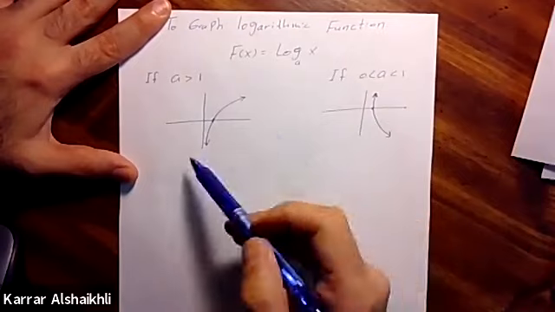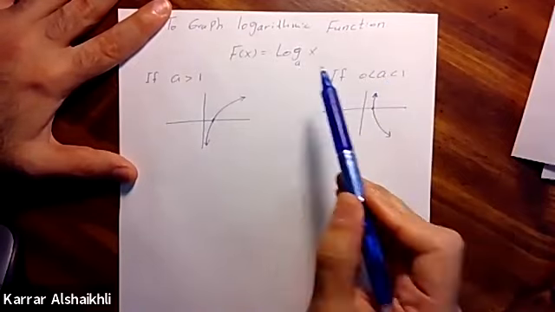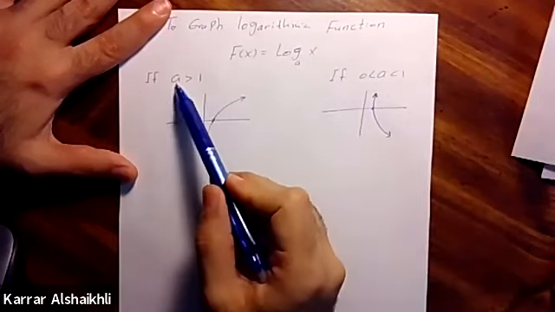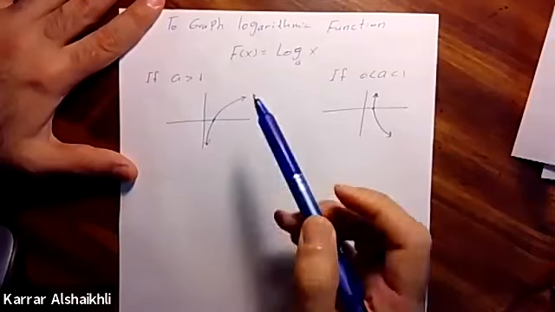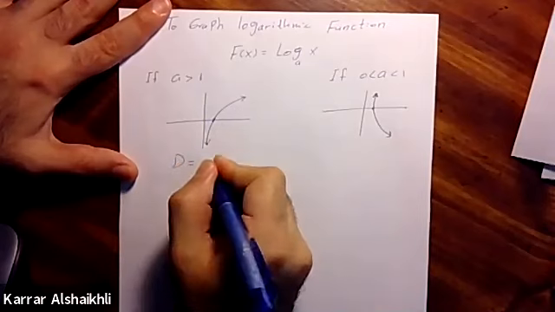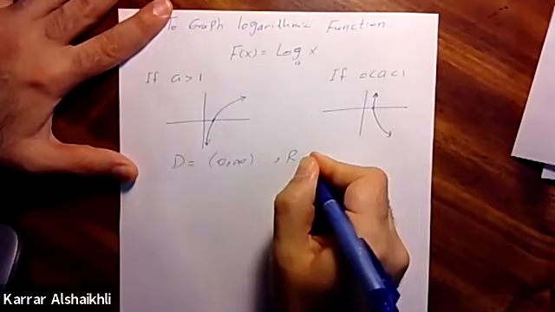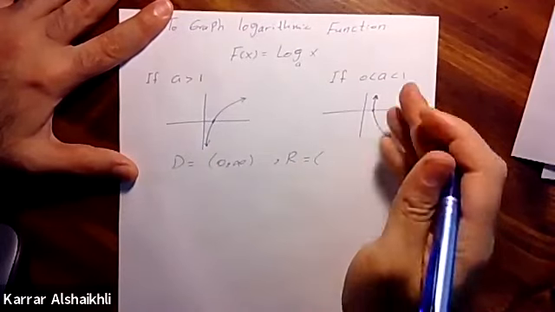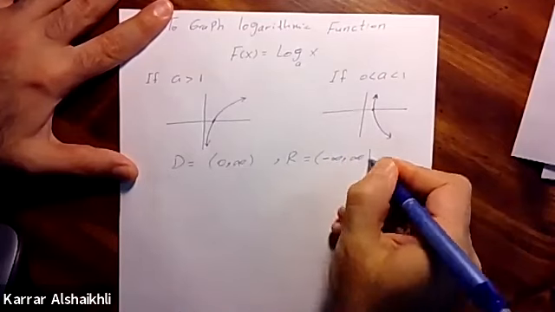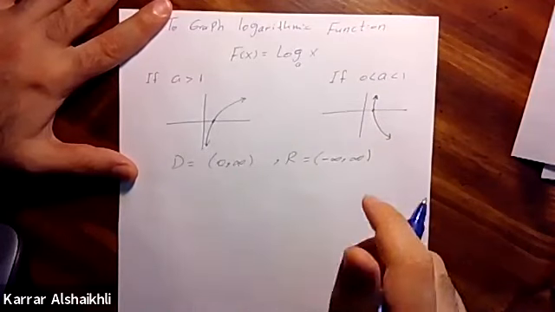So it depends on whether a, which is the base, is between 0 and 1, the decimal number, or a is greater than 1. The graph is going to look like this. Always the domain is from 0 to infinity, and the range for the logarithm function is negative infinity to infinity. Be careful: the domain is from 0 to infinity, the range from negative infinity to infinity.